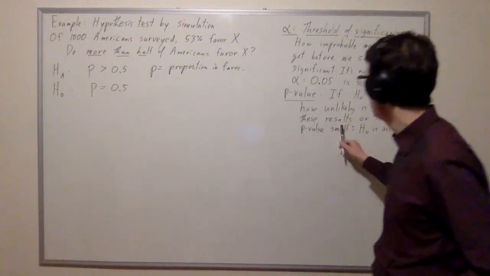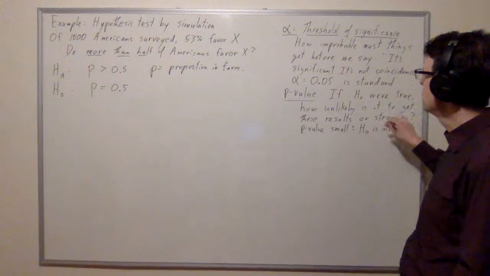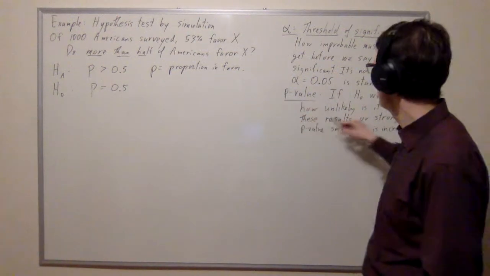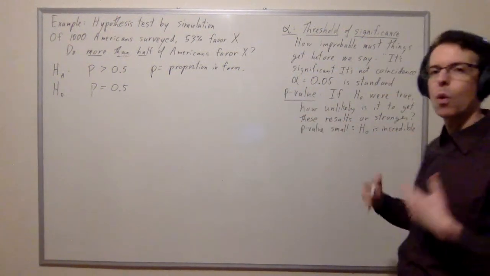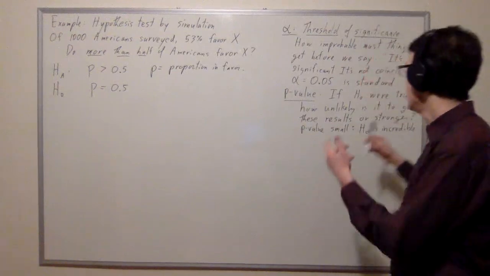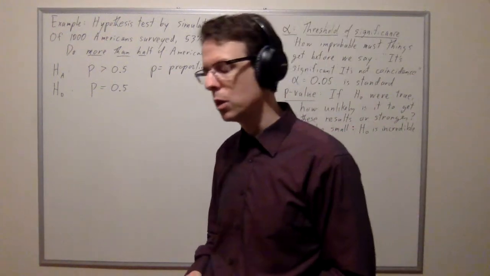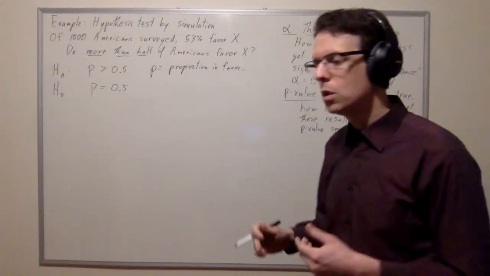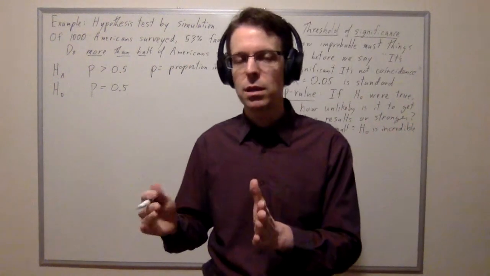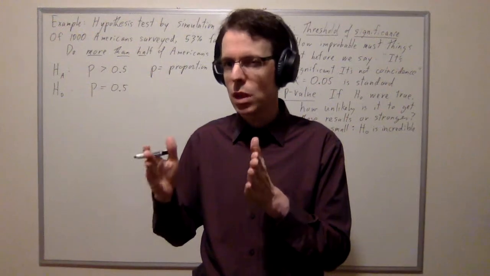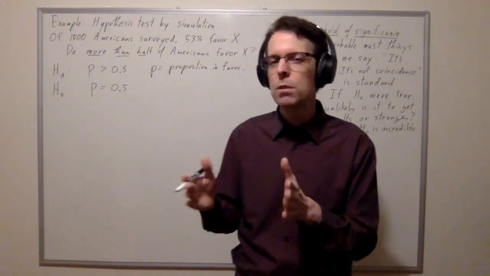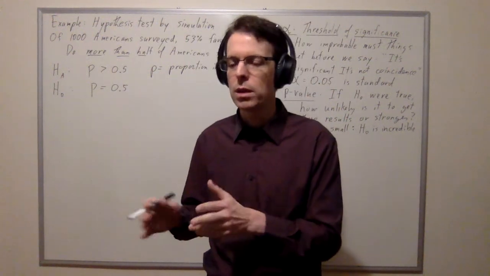So we need to calculate the p-value. Let's look at what the p-value is. The p-value is the probability of getting results like ours, or even more extreme, if the null hypothesis were actually the correct explanation. So what we need to do is put ourselves into the mindset of saying, okay, the null hypothesis is right, and we're going to reason about what would happen if it were right.